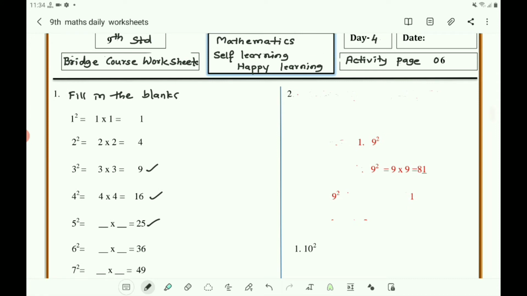Here find the unit digits, or mention the unit digits. An example is given, 9 square. You know that 9 square equals 9 into 9 equals 81. Then you can say that 9 square is having 1 in its unit place.